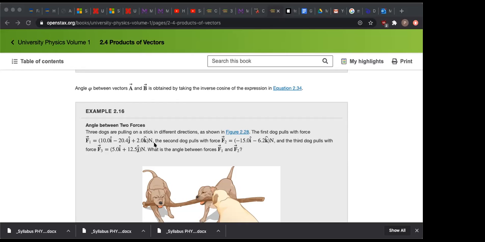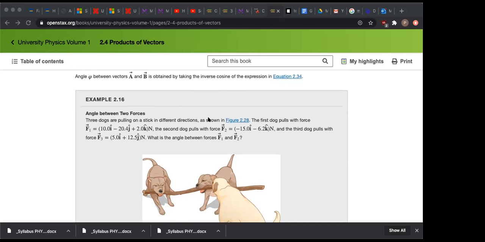And then you have 2 times negative 6.2. So you end up with negative 150 minus 12.4. Negative 162.4 is your answer for F1 dot F2.